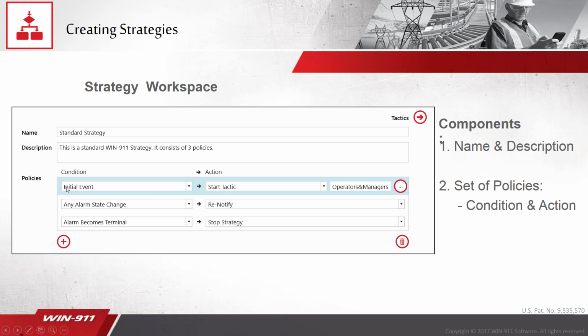So upon the initial event, it's going to start the tactic called Operators and Managers. If anything changes on the alarm state, we're going to re-notify anybody who's already notified. And then when it becomes terminal, which has been acknowledged and cleared out, so it's no longer an alarm on the PLC SCADA side, then stop the strategy. 2 parts here, your name and description, and then the actions and conditions upon which we need to react and respond.